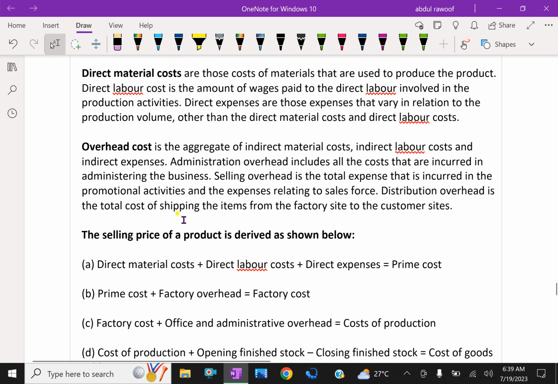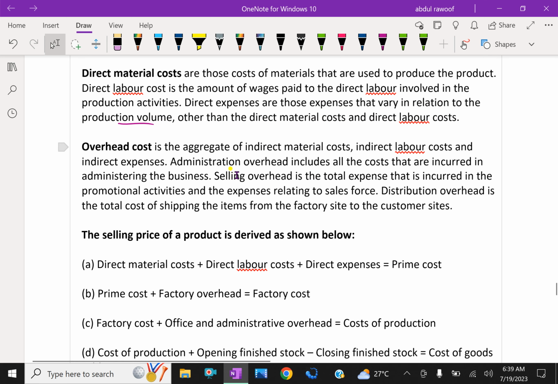Direct material costs are those costs of material that are used to produce the product. The direct labor cost is the amount of wages paid to the direct labor involved in the production activities. Direct expenses are those expenses that vary in relation to the production volume, other than the direct material cost and direct labor cost.